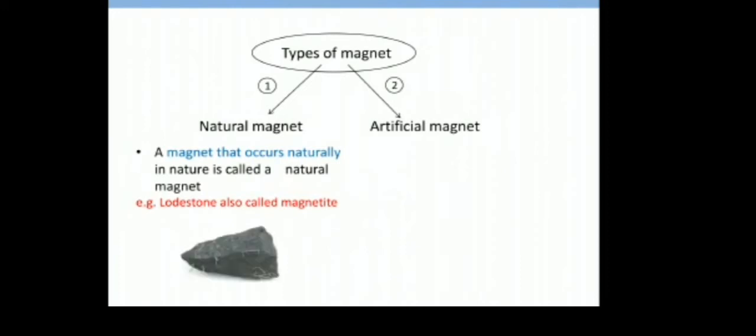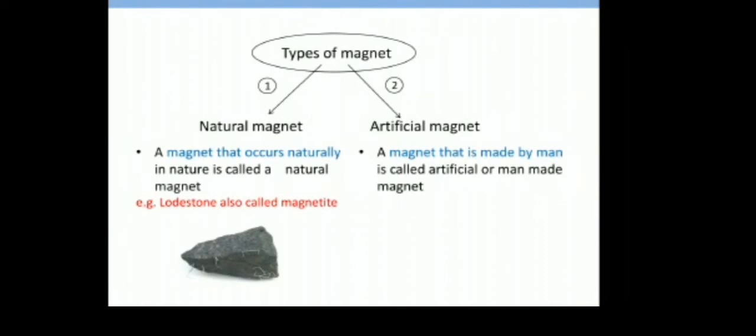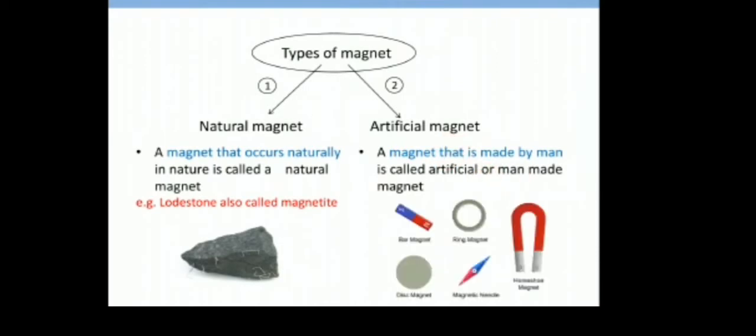Artificial, so this is how it looks, like a rock. An artificial magnet is nothing but a magnet which is made by man for different purposes. We make some magnets which are useful for us. Such magnets are known as artificial or man-made magnets, and they come in different types: a bar magnet, ring magnet, horseshoe magnet, magnetic needle which is used in a magnetic compass, and disc magnet. Also there is something called a spherical magnet or sphere magnet.